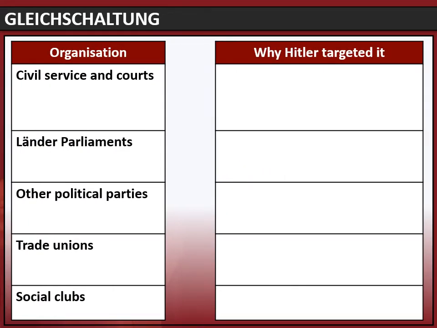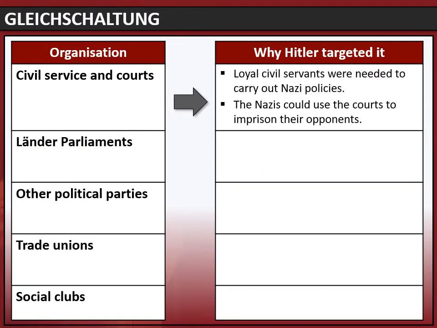Let's share some ideas here. First of all, the civil service and courts. The Nazis needed loyal civil servants to carry out their policies, and they also saw that they could use the courts to imprison their opponents.